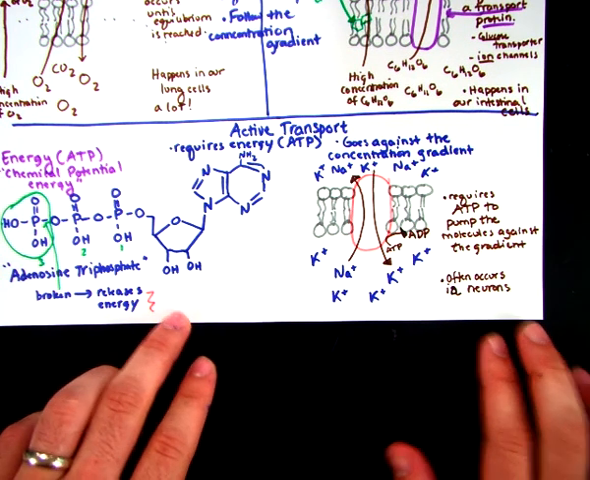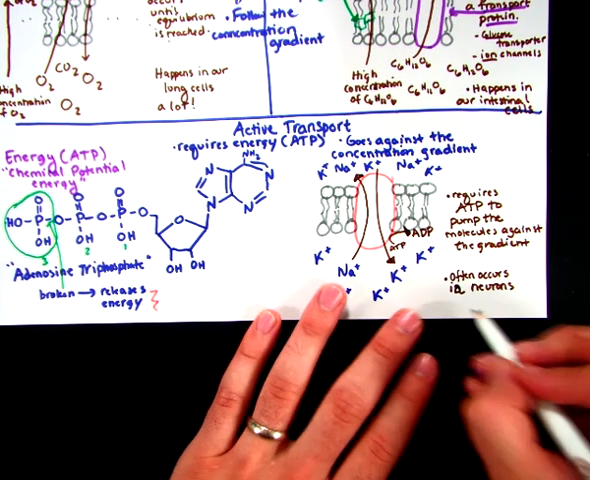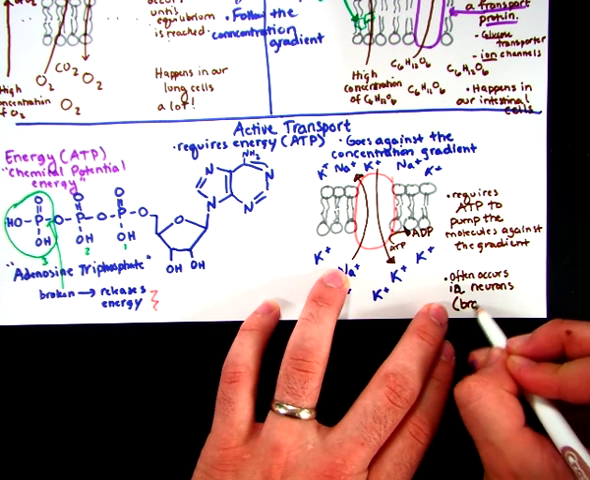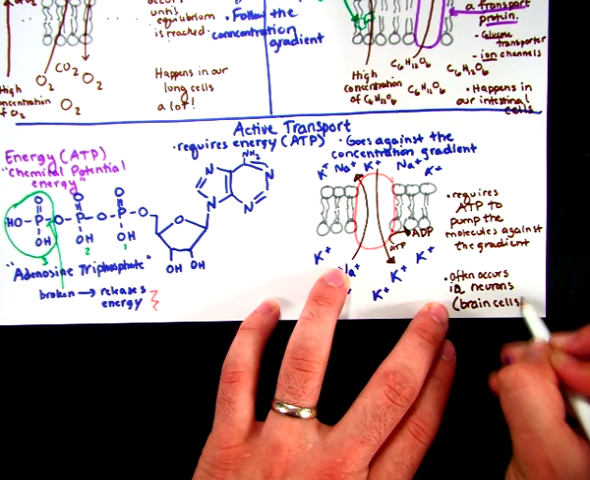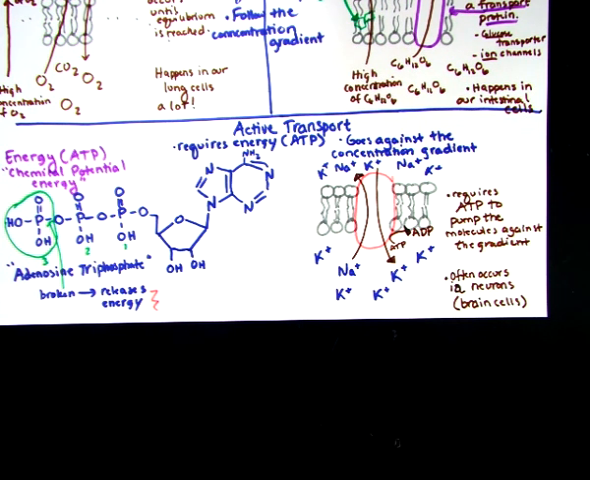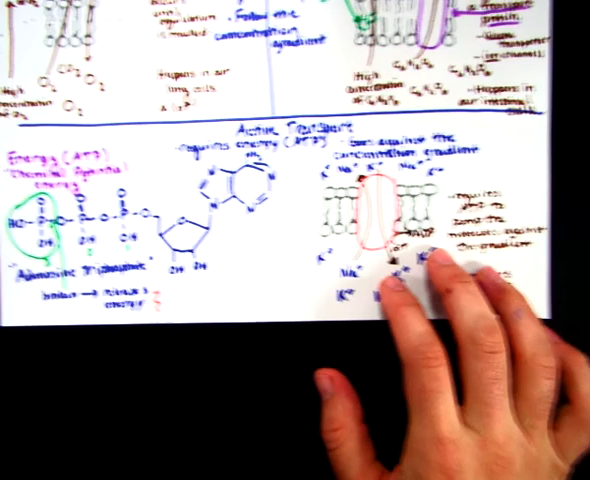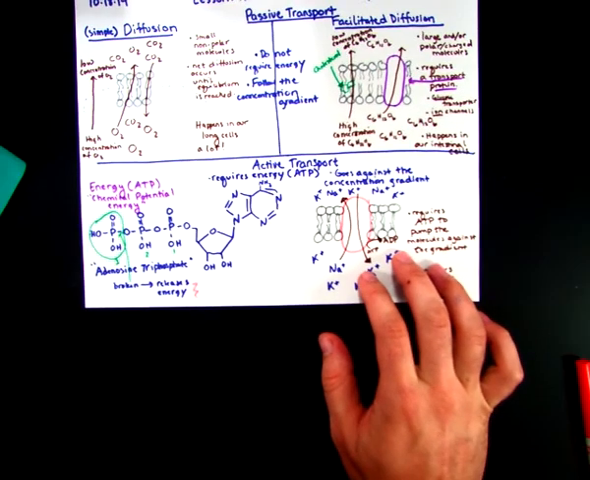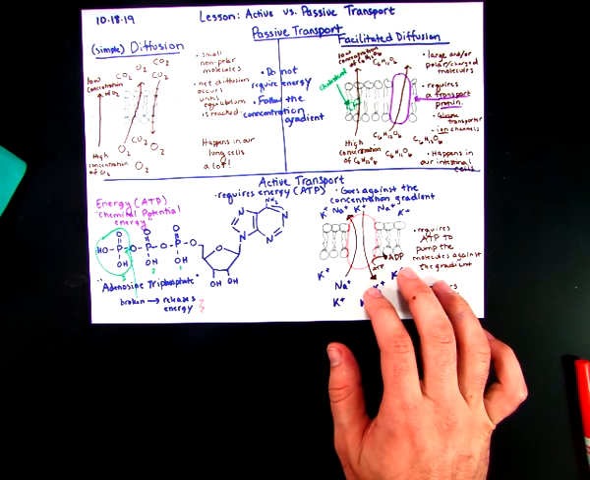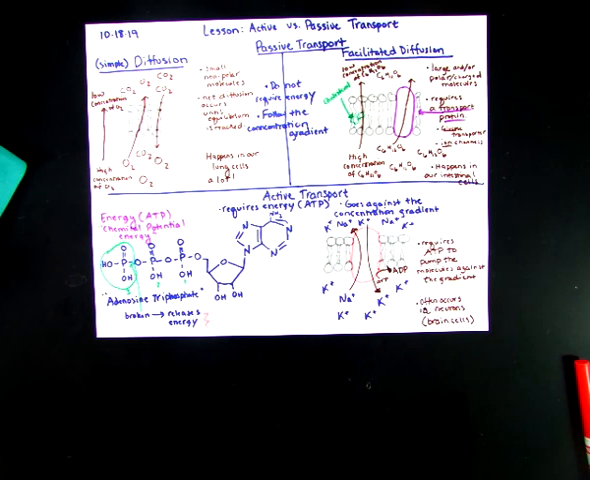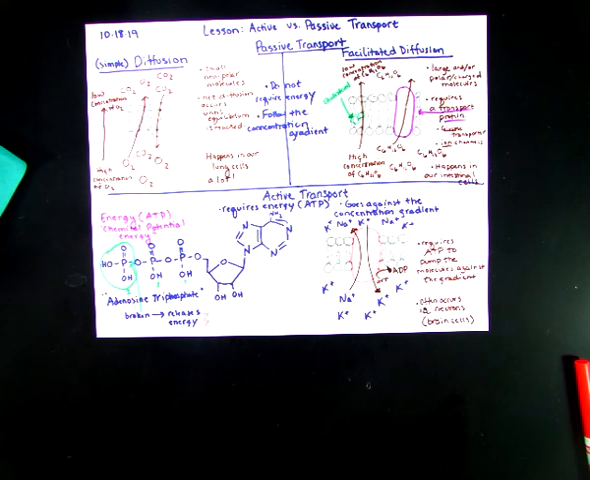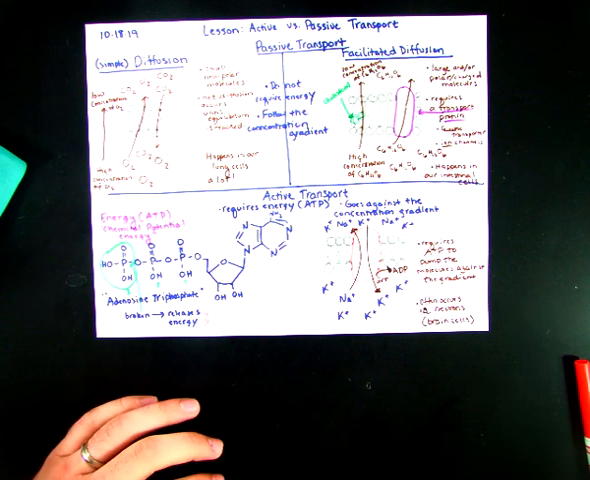Okay. Forgot what a neuron is. We're talking about brain cells. All right. So we have passive transport, active transport, ways of moving molecules across a membrane in certain directions. Okay.